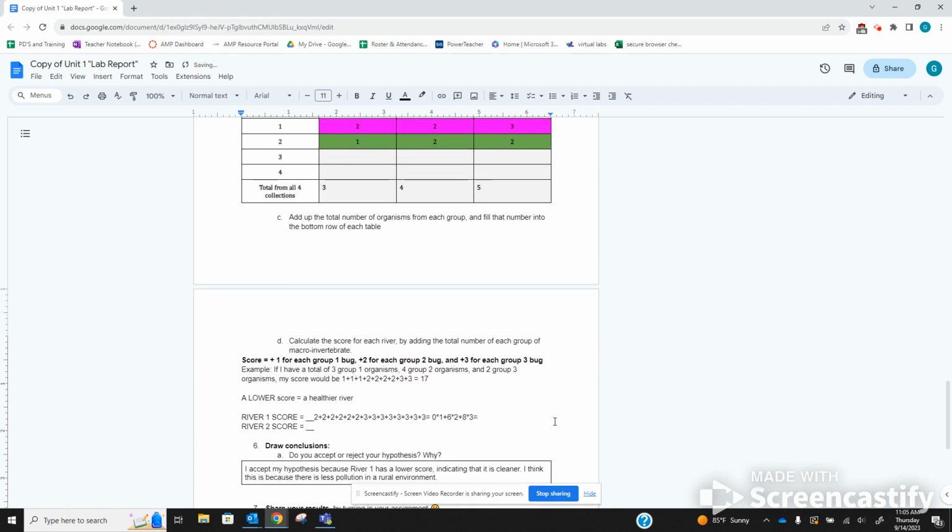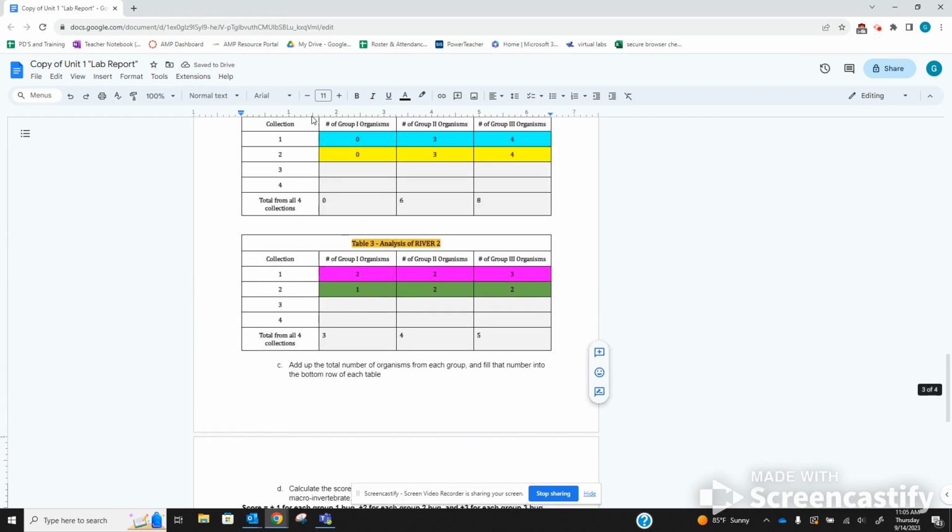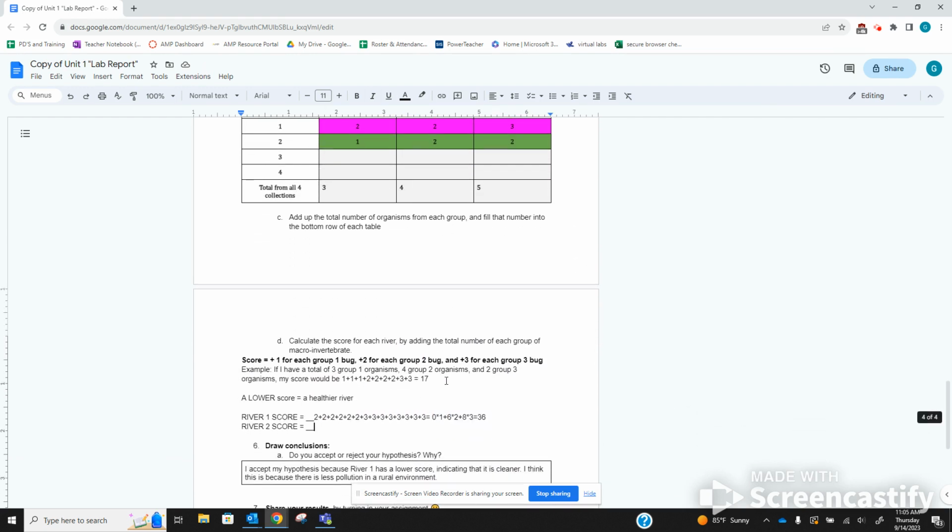So let's see, 8 times 3 is 24, plus 12 is 36. So this is my score for my first river. That's pretty high for only half my samples. Okay, and now we'll do the next one. So I have 3 times 1. And I'm not going to write the repeated addition this time, but you're welcome to do it that way. Plus 4 times 2 plus 5 times 3.